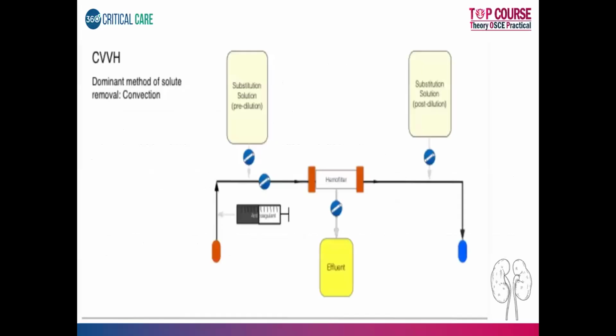Now, this is the same diagram, but there is no dialysate here as seen in CVVHD. There is only replacement fluid or substitution fluid. It could be either pre-filter, also known as pre-dilution, or post-filter, or post-dilution. The other things are the same: blood entering, anticoagulation, filter, effluent coming out, and blood going back to the patient. Only the dialysate is not there, but additionally you have the replacement fluid, which can be given pre-filter or post-filter.